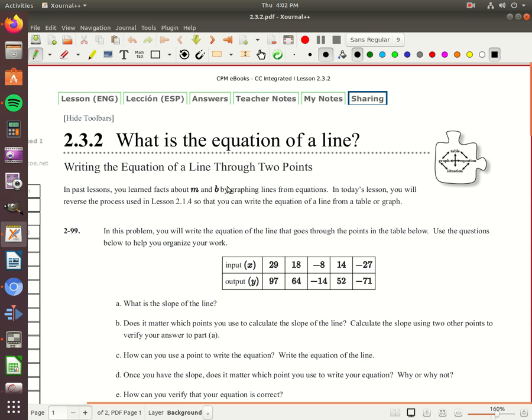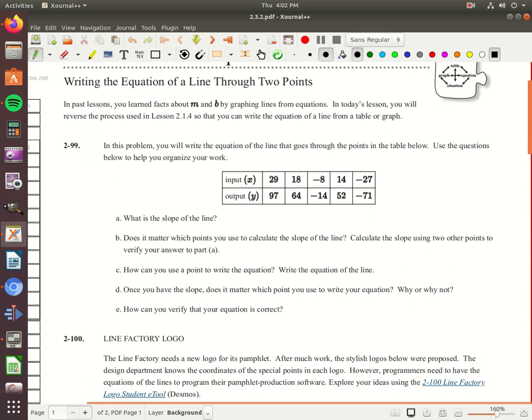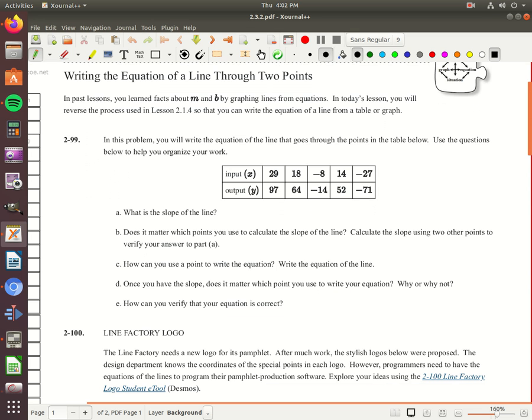So this is real similar to what we just learned in 2-3-1. In 2-3-1, we were given a point and a slope. In 2-3-2, we're just given 2 points. But either way, we should still be able to write the equation. And again, 2-3-1 and 2-3-2 are definitely important chapters that we need to understand.